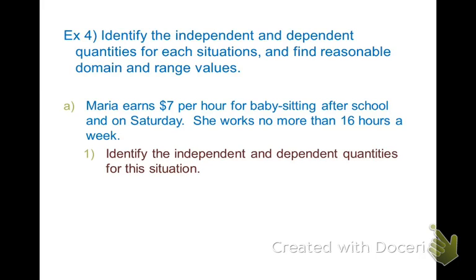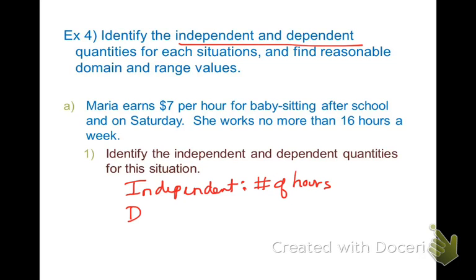Okay, so first of all, we're going to identify the independent and dependent quantities. So again, it says identify the independent and dependent quantities. So Maria earns $7 per hour after school on Sunday and on Saturday. She works no more than 16 hours. So, independent is the number of hours, and what changes? Well, the amount she earns.